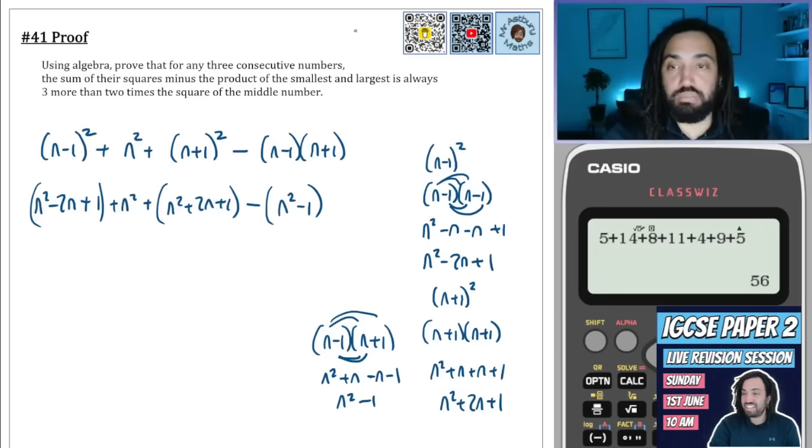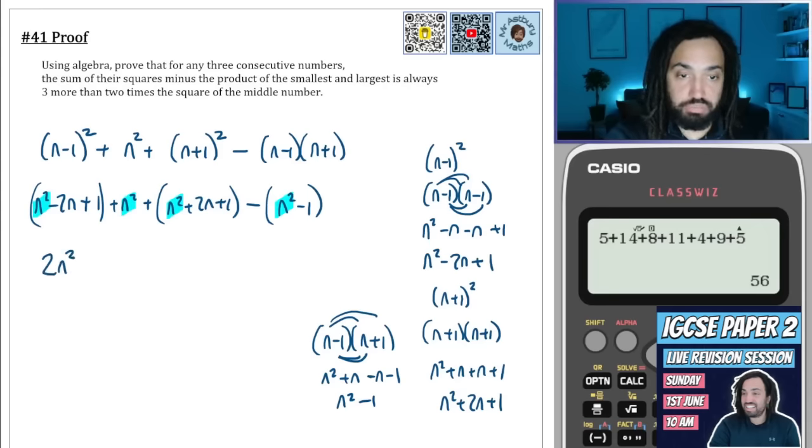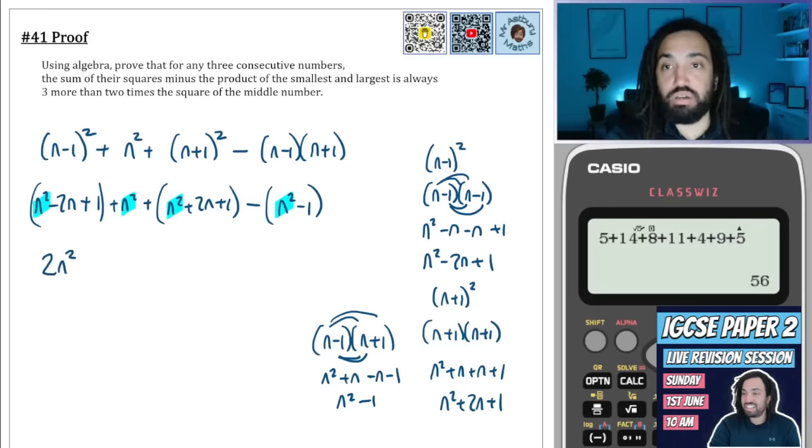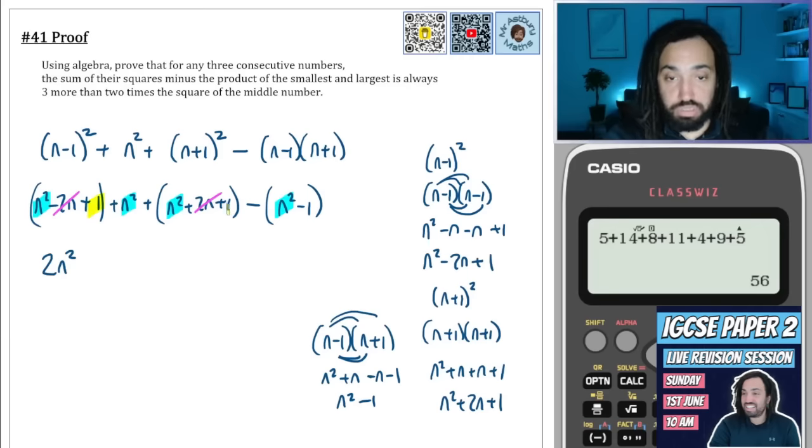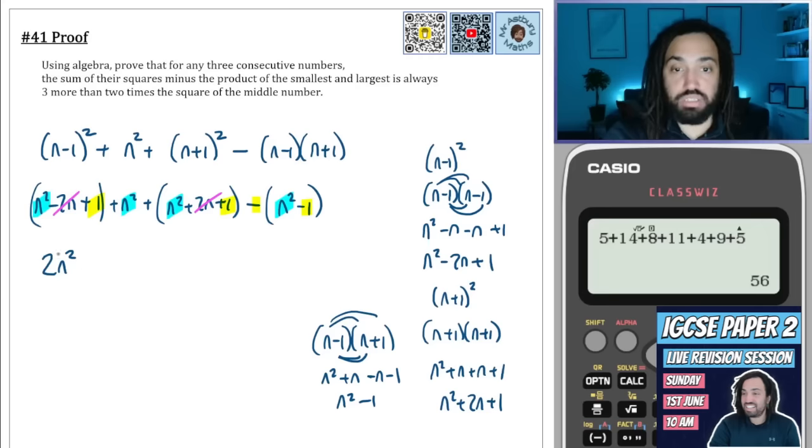Okay, let's collect up. So how many n squareds have we got? We've got 1, 2, 3, and then we're going to minus 1. So that's a total of 2n squared. Now, what I said about the cancelling, that minus 2n is going to cancel with that plus 2n. Okay, so that's great. And then we're going to get numerical terms, constant terms. We're going to get 1, add 1, and then minus 1 is adding 1. So we're adding 3 ones, so plus 3.